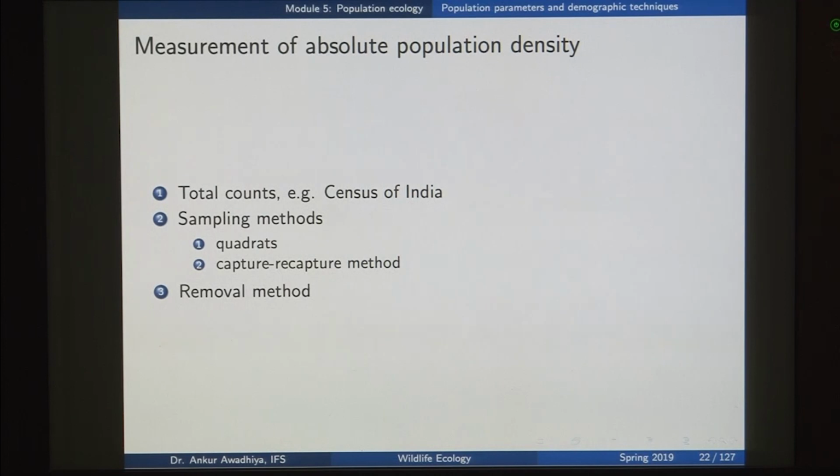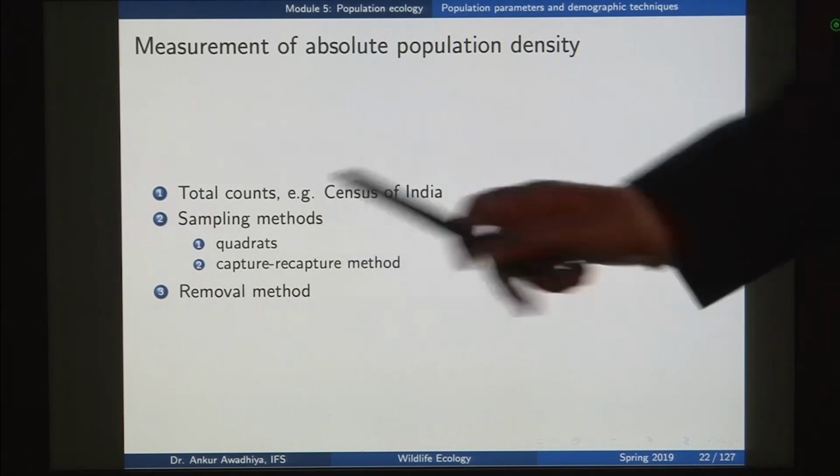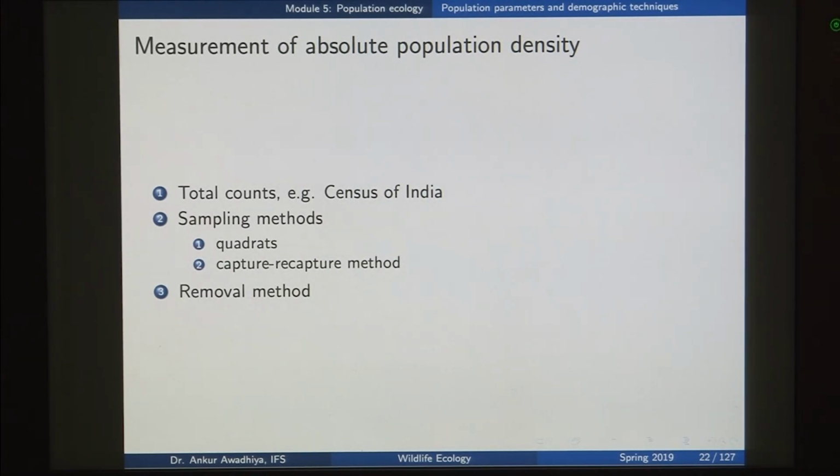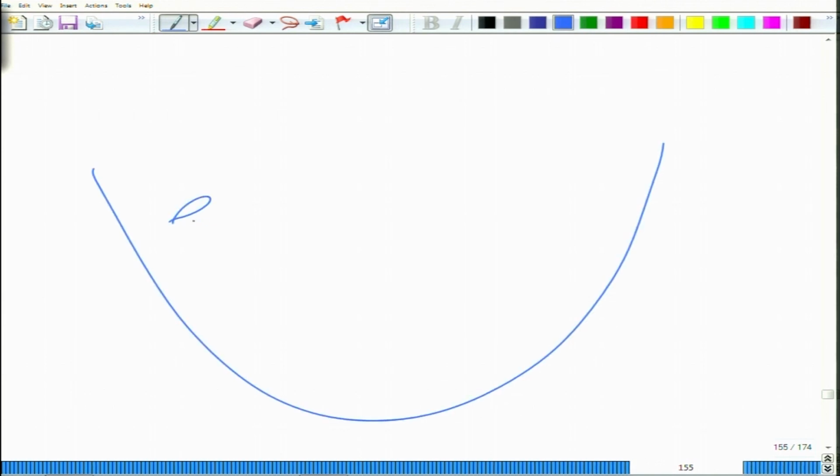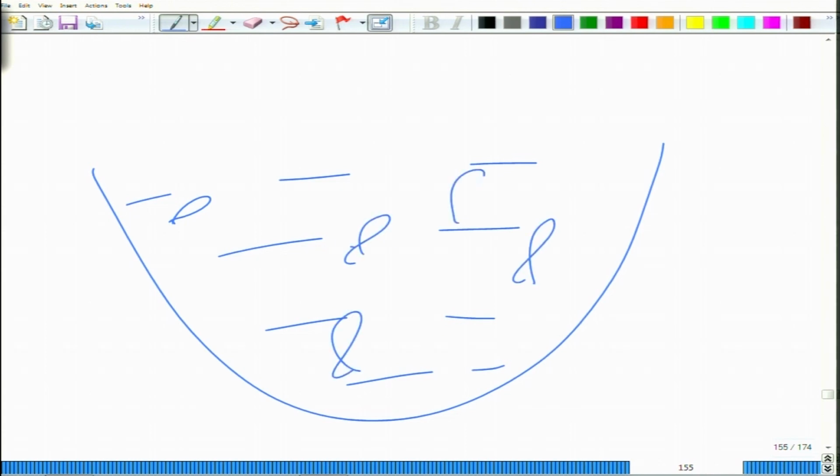So, we were looking at the measurement of absolute population density. The first one is count, the second one is the sampling method, where we just looked at quadrats. Another sampling method goes by the name of the capture-recapture method. Now, what is the capture-recapture method? Suppose you want to estimate the number of fish in a pond. So, here you have this pond, which has a number of fishes, and you want to know the number of fishes in this pond.